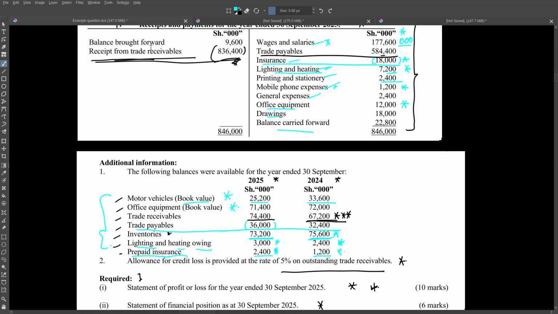So one of the changes that is causing this to come from 72,000 to 71,400, we also have to factor in that there was something that was bought during the period of an amount 12,000, okay? And for us to be able to get the depreciation, what do we do?